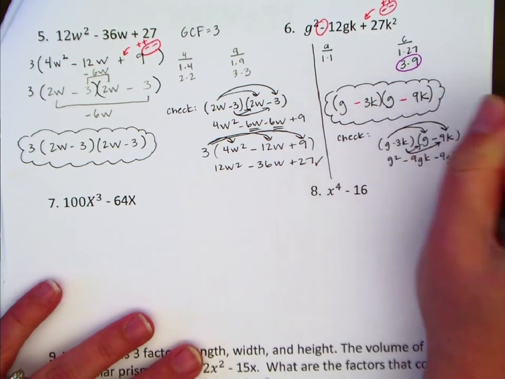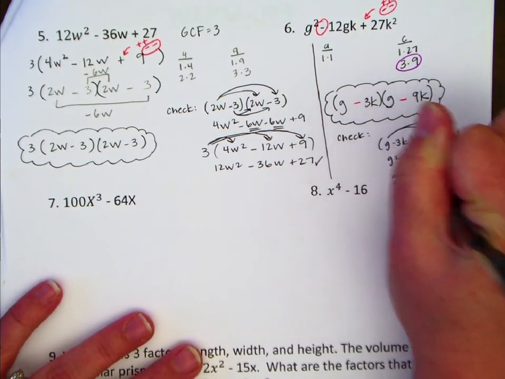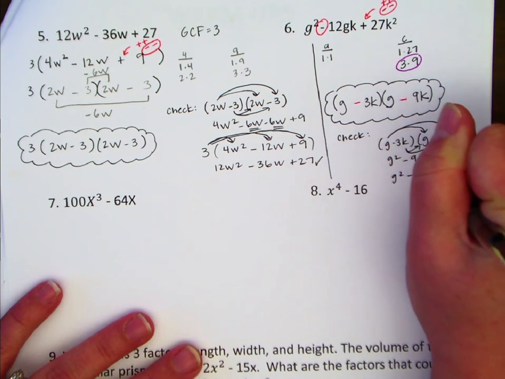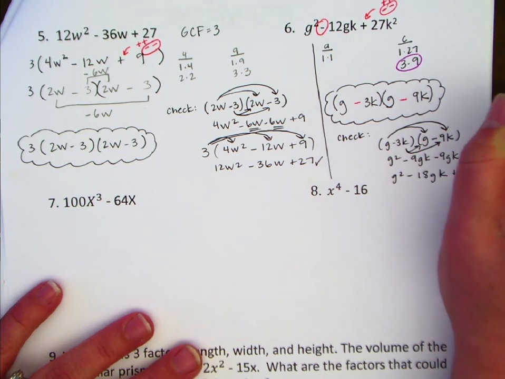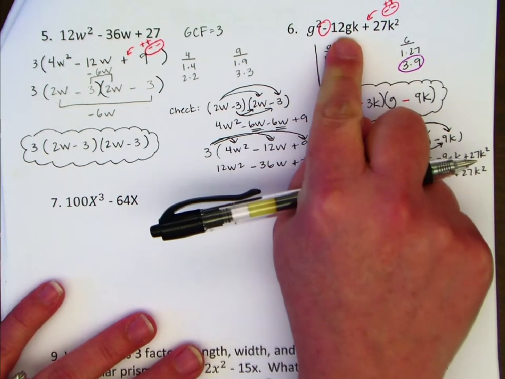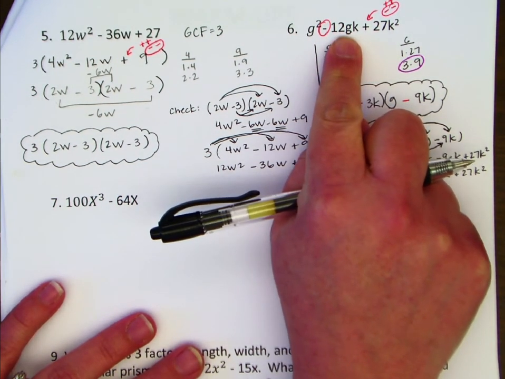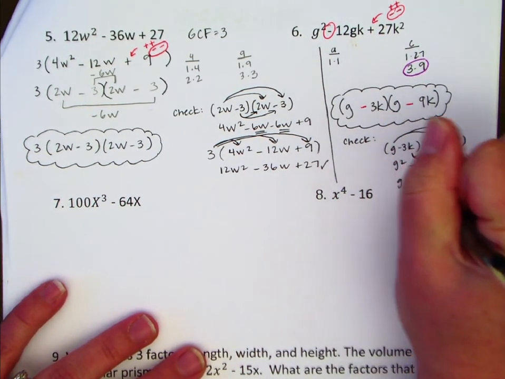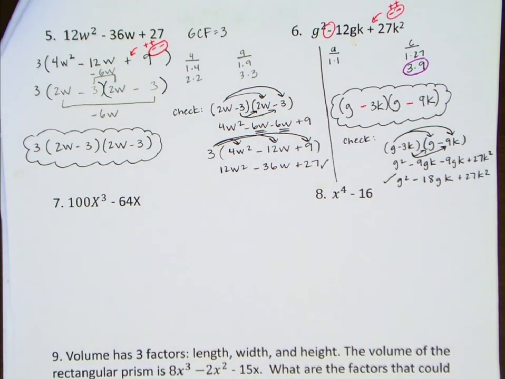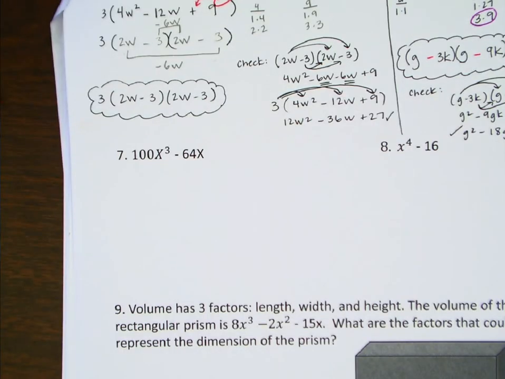All right, let's combine like terms. G squared minus 18GK plus 27K squared. So it's probably smart to make it look like this, because if we wrote it as KG, we might think that we're wrong. But we're not, because it checks out. Okay? All right, let's talk about number 7.